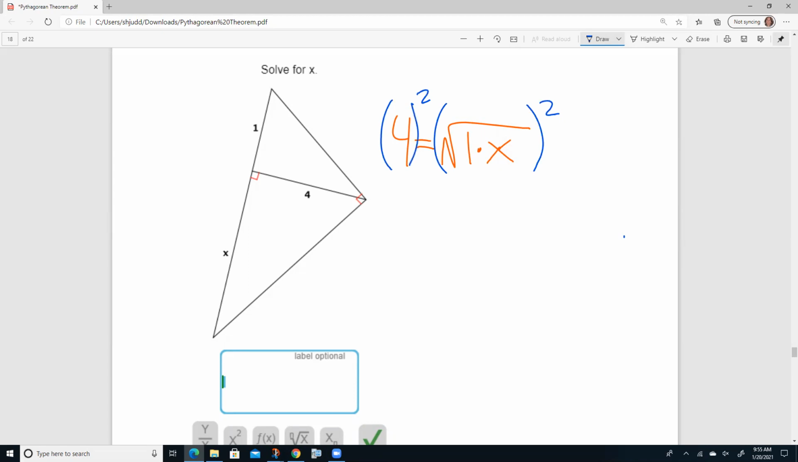Just how we used the square roots to cancel out squared before, we can use the squared to cancel out square root. So what's 4 squared? 4 squared is 16. And then we'll have 1 times x. And 1 times x is just x, so that's kind of redundant, but let's write it anyways. X is 16. So in this case, we had to do a little bit of algebra.